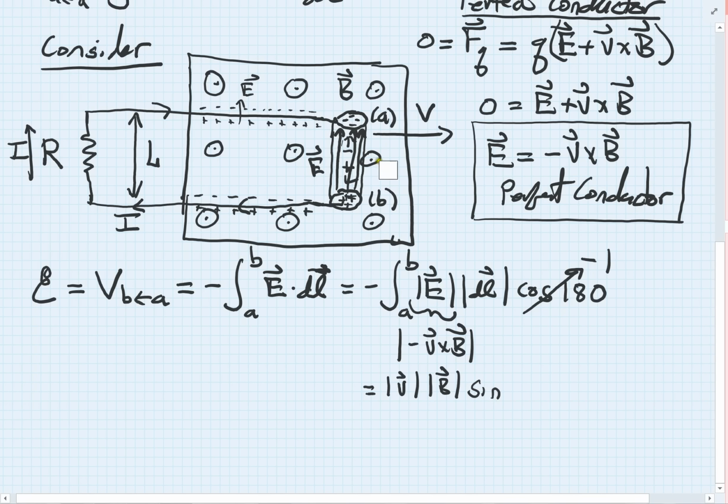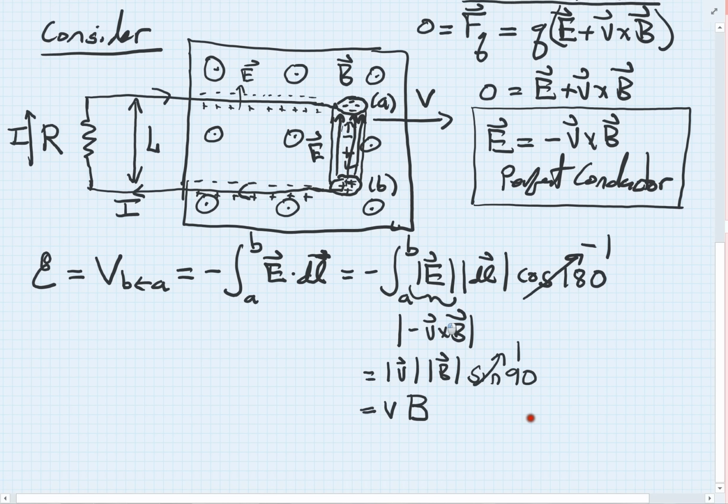As we just said, B is out of the page. V is off to the right. That is a perfect right angle at 90 degrees. And the sine of 90 is 1. And the magnitude of the velocity is just what we were calling V. The magnitude of the magnetic field vector is just what we've been calling B. So that's the magnitude of my electric field.